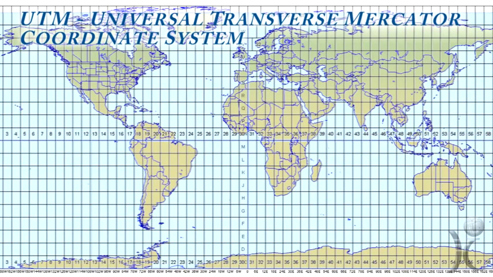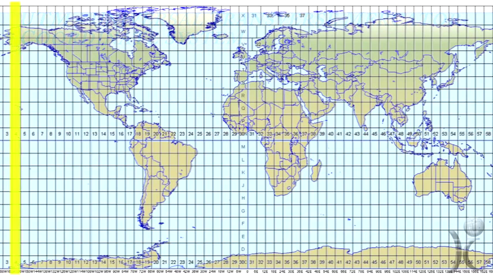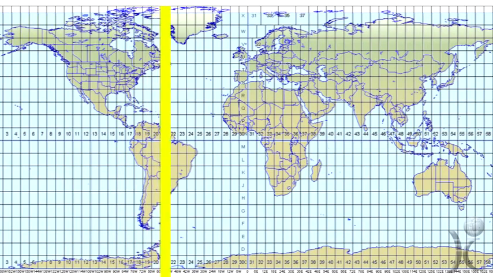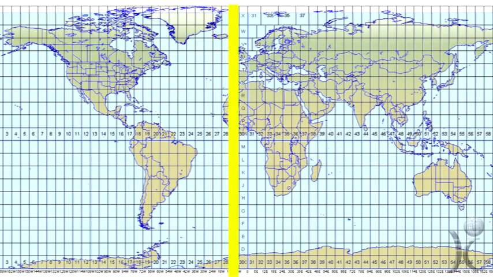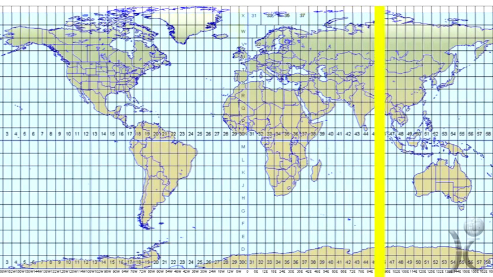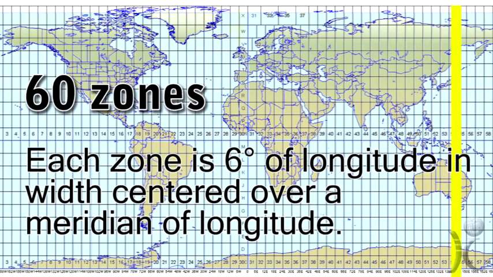The UTM system employs a series of 60 zones, each of which is based on a specifically defined secant transverse Mercator projection. The UTM system divides the surface of our Earth into 60 zones. Each of the 60 zones has a width of 6 degrees longitude. Each of the 60 zones is based on a transverse Mercator projection.